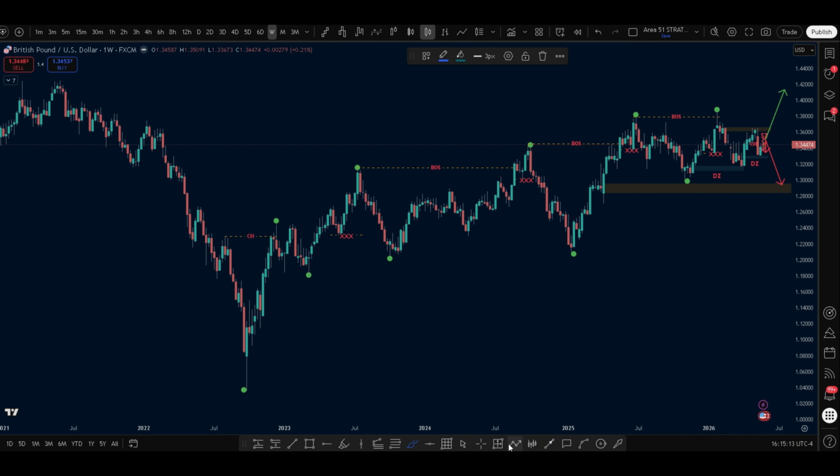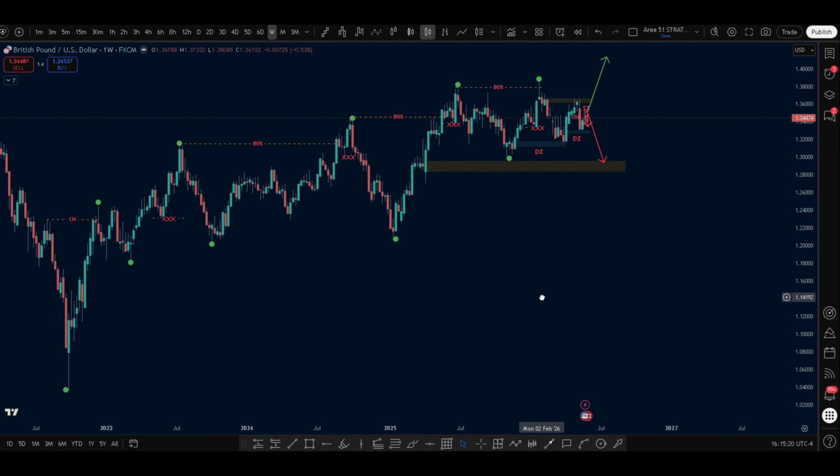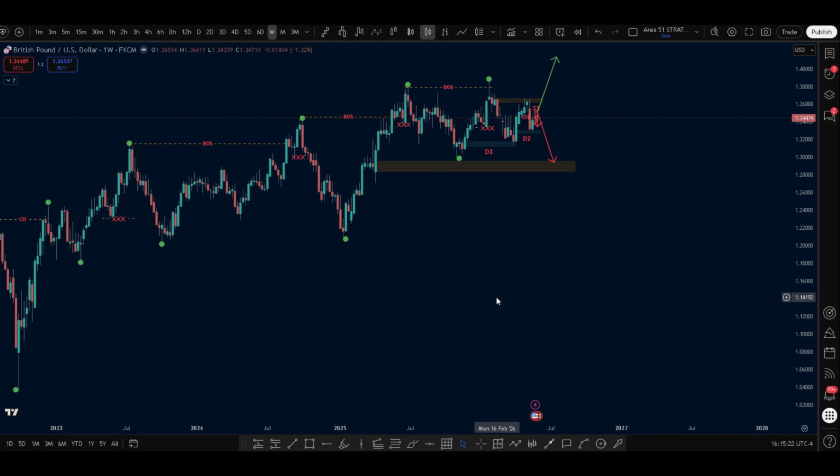By the way, we are expecting a short-term sell from here to here and then continuation to the upside because the market is in an uptrend.